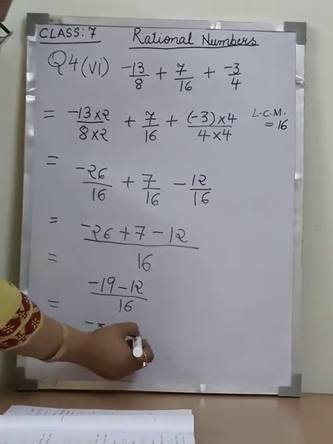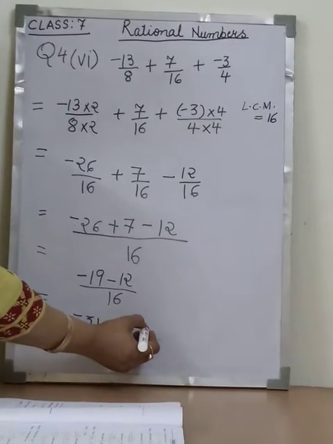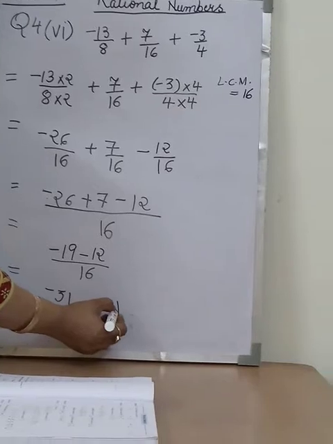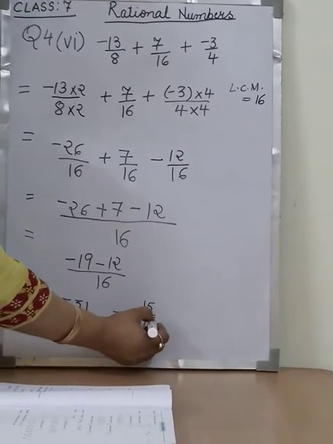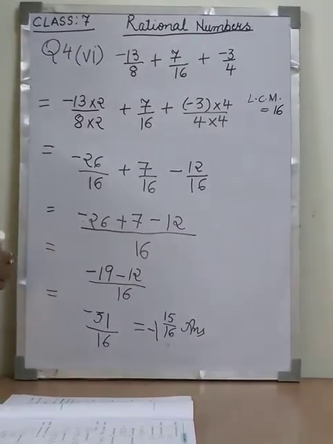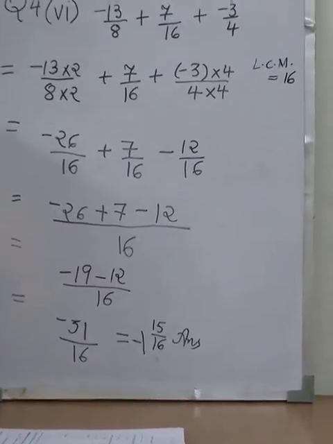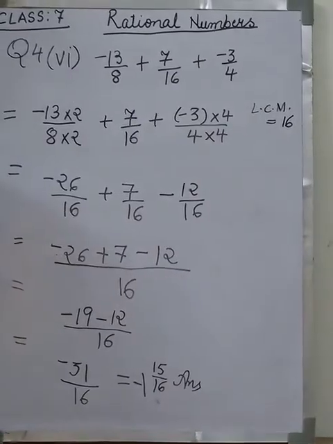Again it is an improper fraction, we convert into mixed fraction. 16 2s are 32, which is getting greater. So 16 1 is 16, negative sign is there. 15 upon 16. This way you can write your answer. Never leave your answer in improper fraction. Remember children, improper fraction always to be converted into a mixed fraction.